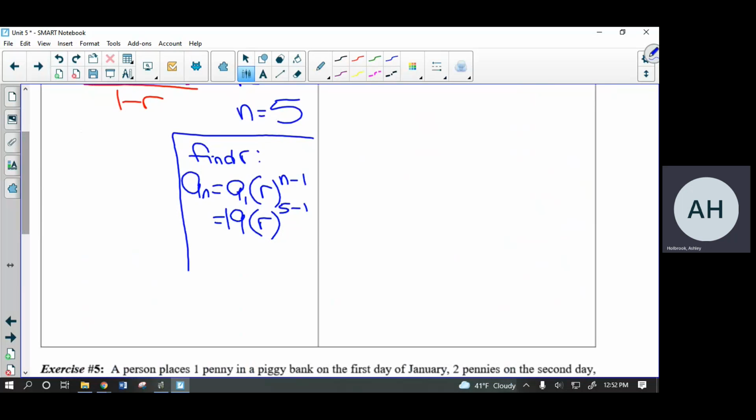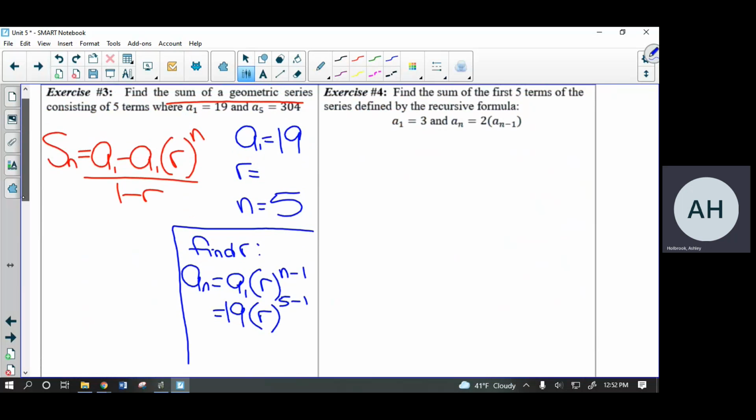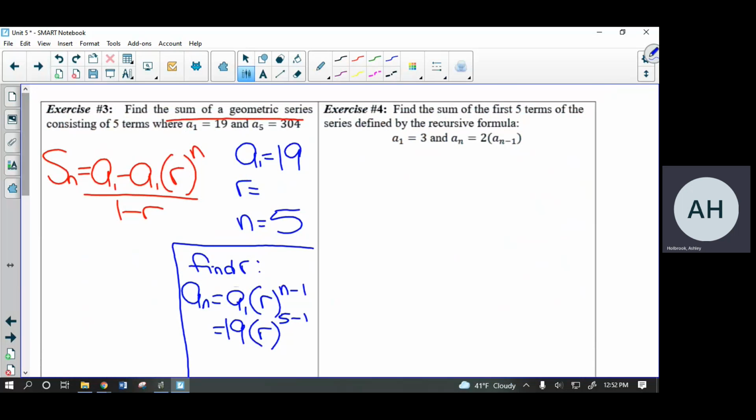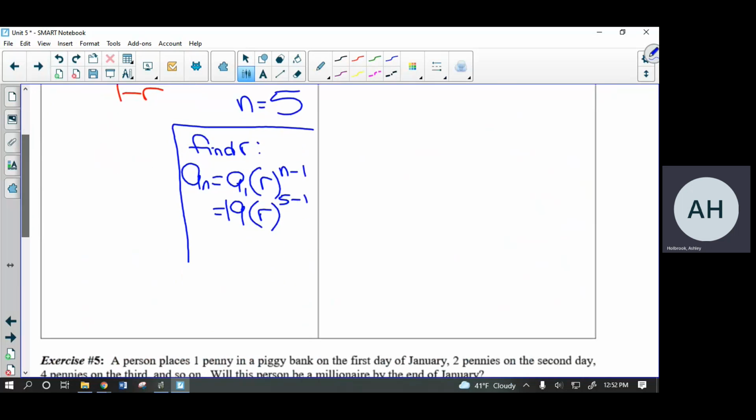That means I'd have to plug in the last term. Do I know the last term? Yes, you do, it's 304. Wasn't that so kind that it told me? A sub 5 is 304. If N is 5, these match up. So that means my 5th term, or my last term, is 304. So that's going to go right here. 304.